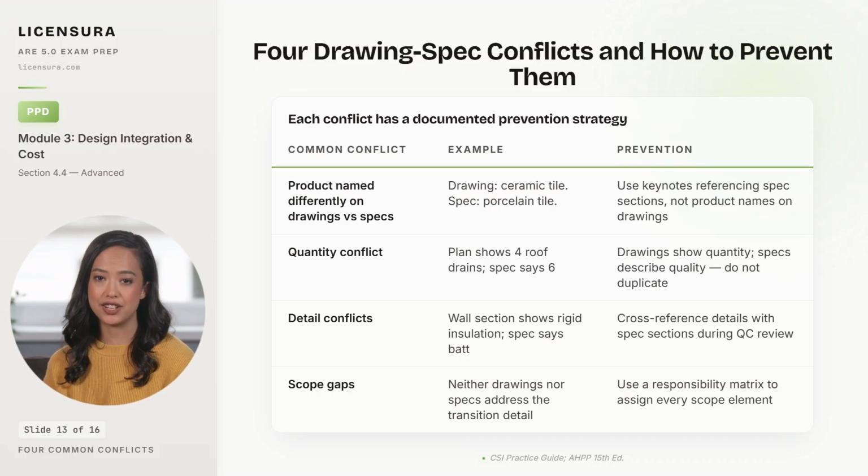The fourth is a scope gap. Neither the drawings nor the specs address a transition detail, and the contractor either improvises and bills for it later, or refuses to build it without a change order. The fix is a responsibility matrix that assigns every scope element to a drawing or a spec section, so no element falls between the two.